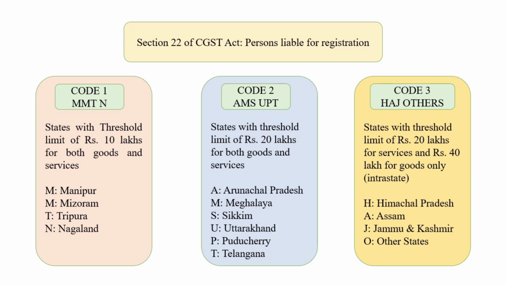But you have to remember this code. Code 1 MMTN, code 2 AMS UPT, and code 3 HAJ Others. So if you remember this code only, then you will be in a position to solve the sum.